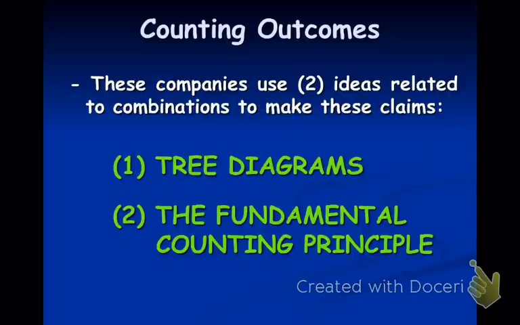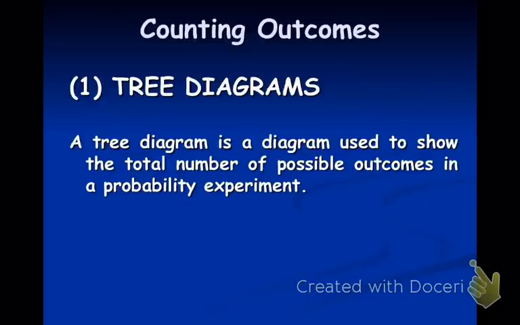So again, these companies use these two general ideas, which are tree diagrams, so we're going to see what it looks like visually, and something called the fundamental counting principle. A tree diagram is just a diagram used to show the total number of possible outcomes in a probability experiment. So you should be filling in those words. This is kind of what a tree diagram looks like. It should pop up any second.